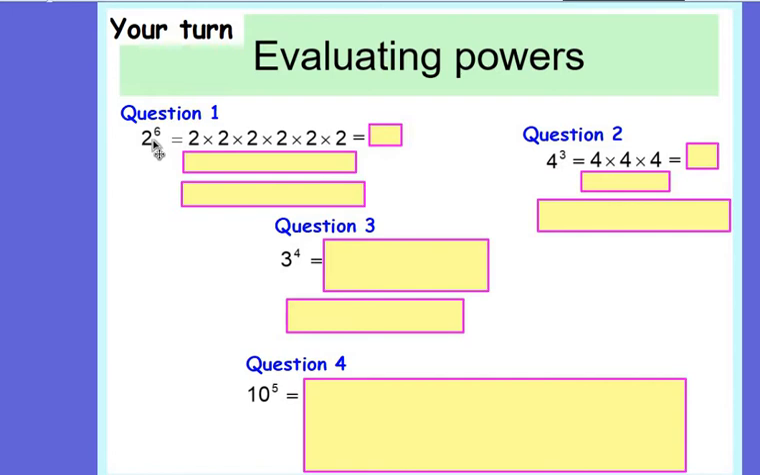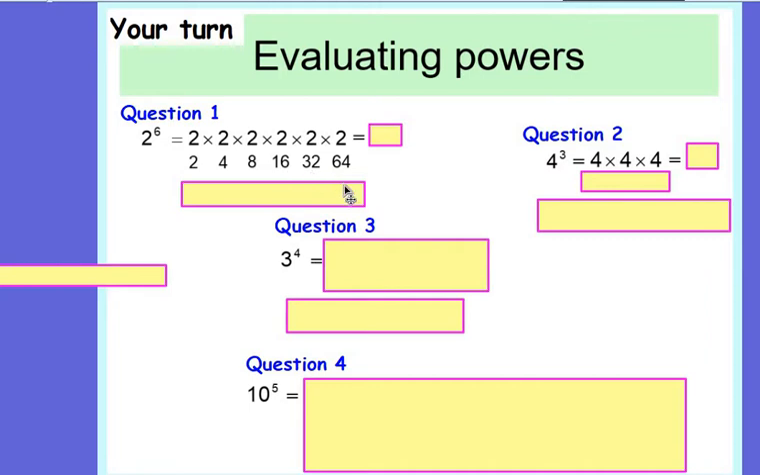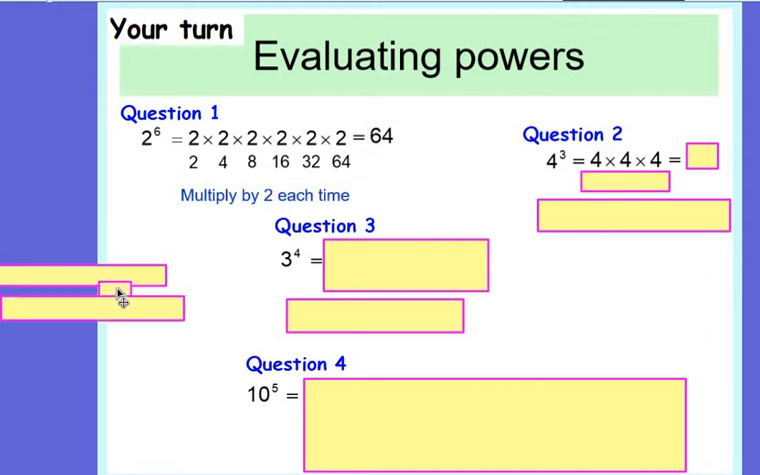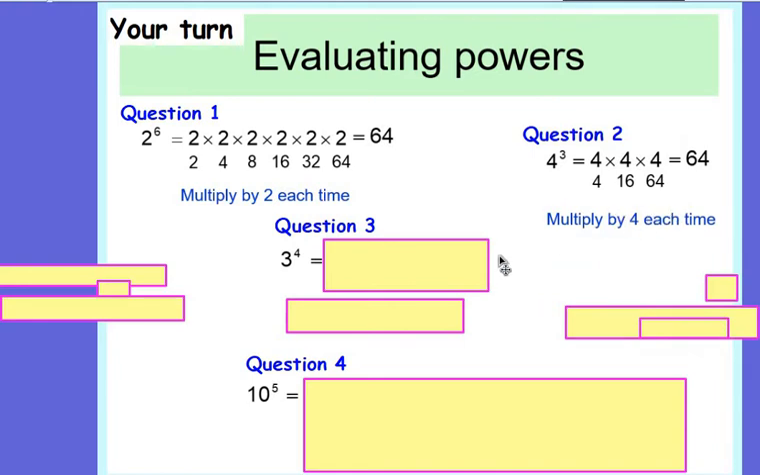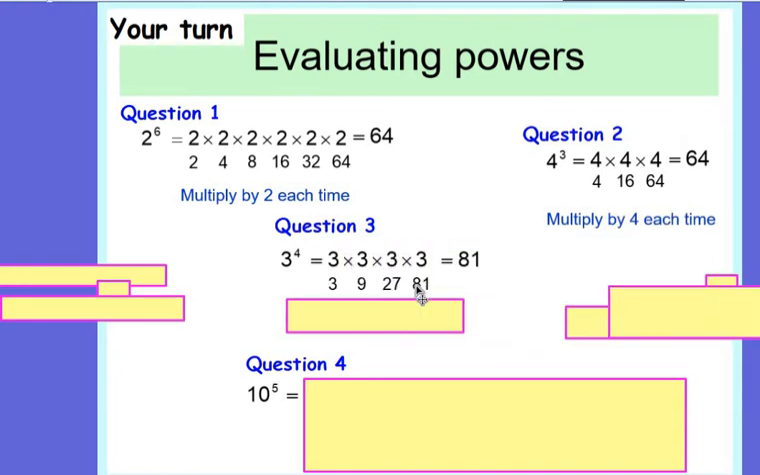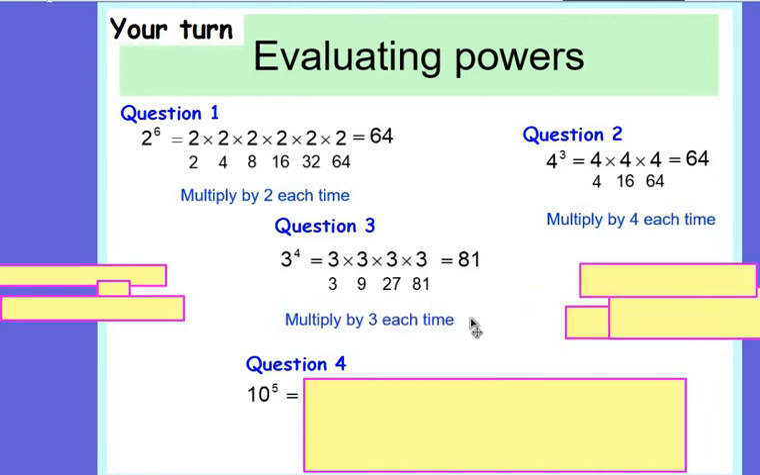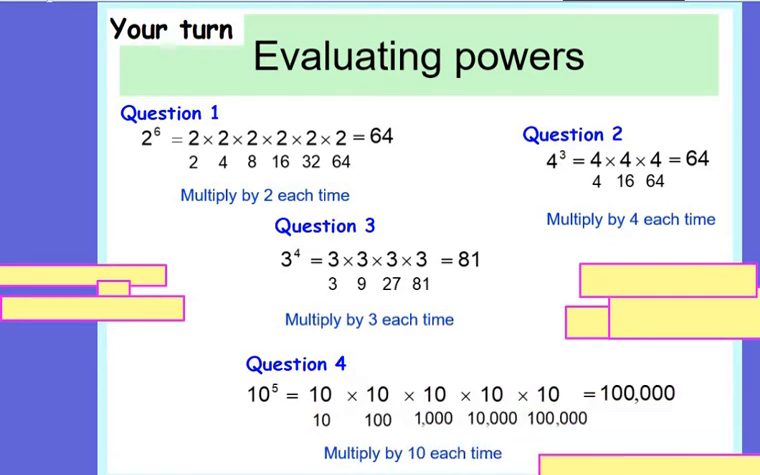Right, let's look at some answers. So 2 to the power 6 is 2 times 2 is 4 times 2 is 8, 16, 32, 64. We're multiplying by 2 each time. 4 to the power 3 gave me 4, 16, 64. We're multiplying by 4 each time. 3 to the power 4 was 3 times 3 times 3 times 3, which would give me 81. Multiplying by 3 each time, and 10 to the power 5 works in exactly the same way. We would get 100,000.